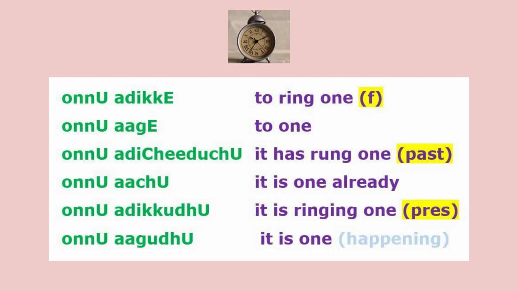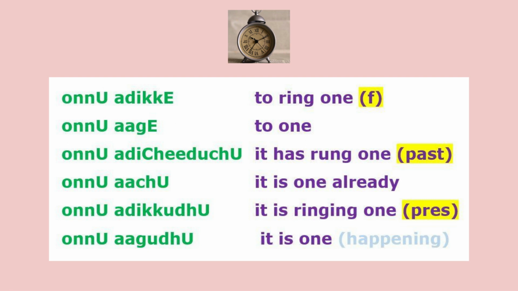So for future, you say ஒன்று அடிக்க for one, and then you continue with the time, with the rest of the minutes. If it is past tense, you say ஒன்று ஆச்சு, or 5 o'clock, அஞ்சு ஆச்சு, means it's 5 already. If you're talking about present tense, that's what's happening now. You say ஒன்று அடிக்குது, it's ringing one. Or ஏழு அடிக்குது means it's 7 o'clock.